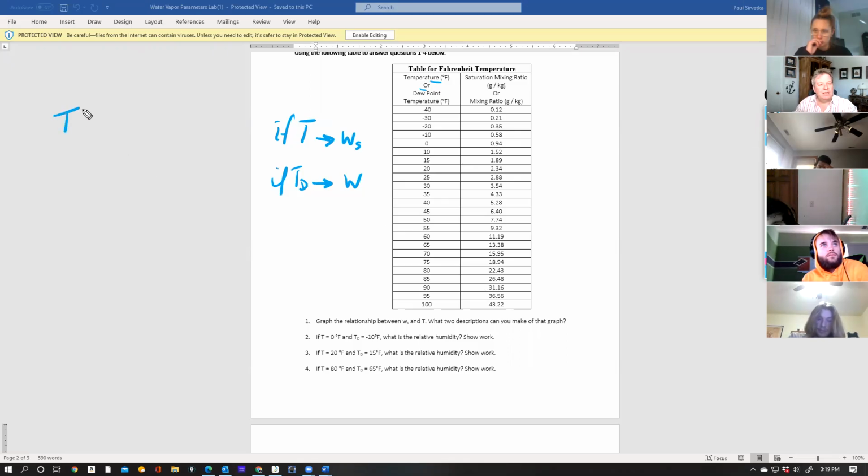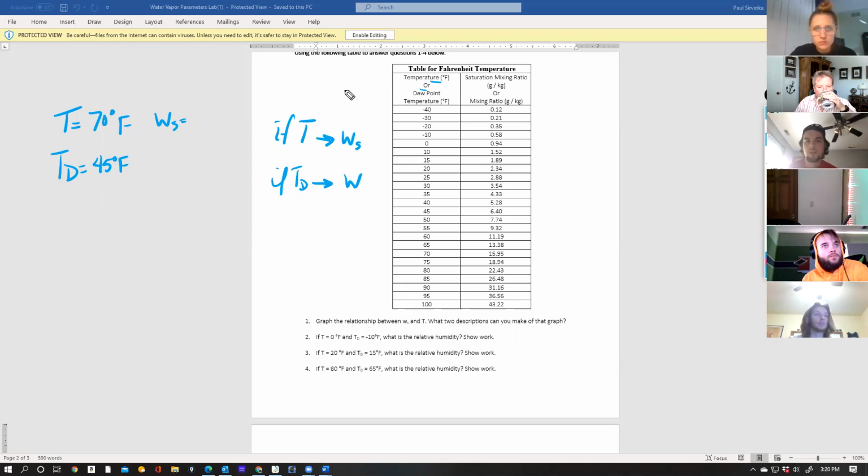So for instance, let's say the temperature is 70 degrees Fahrenheit and the dew point is 45 degrees Fahrenheit. What's W sub S based on the chart? Everybody? 6.4? No, 70 degrees. 15.95. 15.95 what? Grams per kilogram, right? Okay, and then if the dew point's 45, what's W?